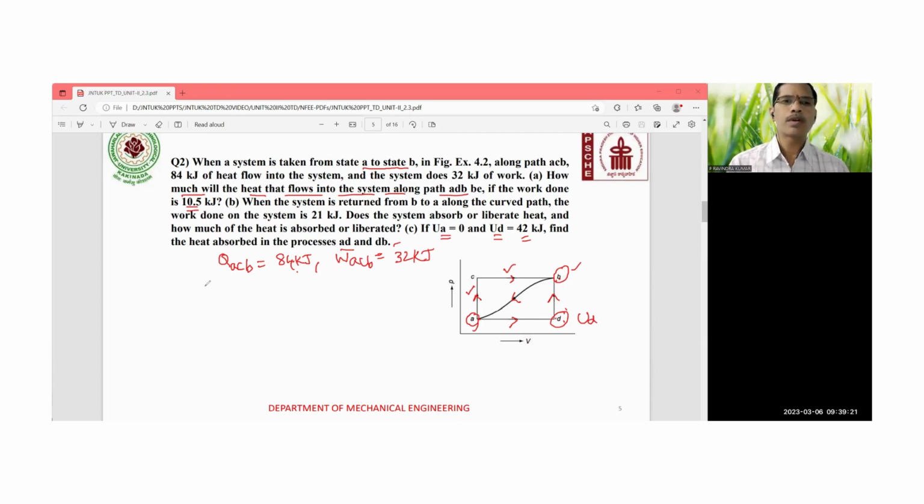Then how are you going to do this particular task? Here, first Q_ACB is given. Q_ACB is always equal to the internal energy change, the final state U_B minus U_A, plus W_ACB. So Q_ACB is 84, equal to U_B minus U_A plus W_ACB, which is 32 kilojoules. So finally, U_B minus U_A equals 52 kilojoules.